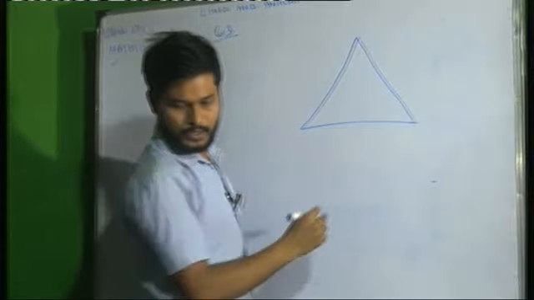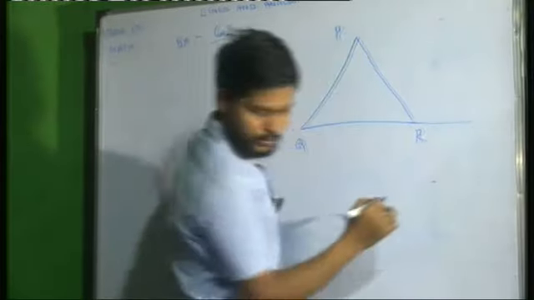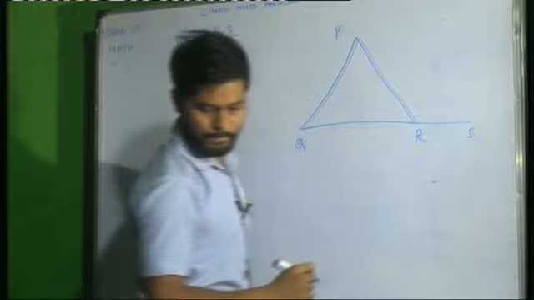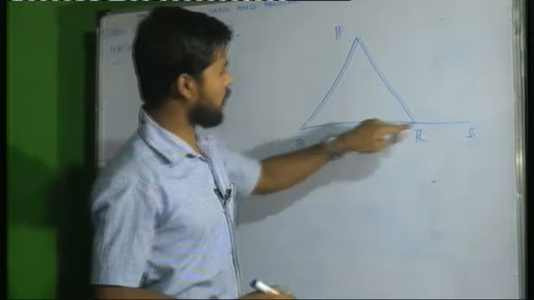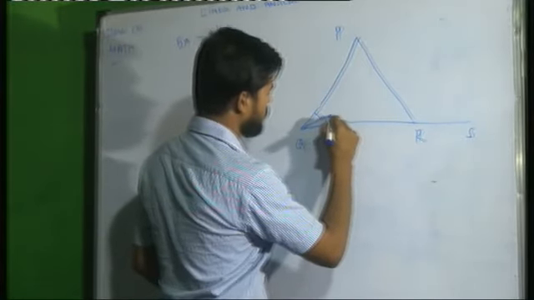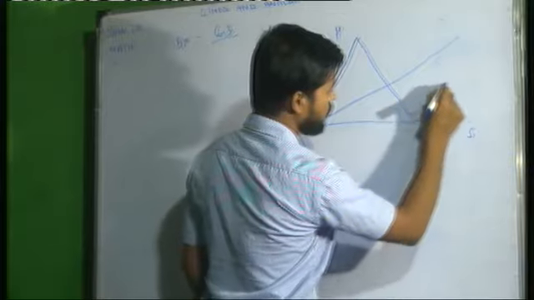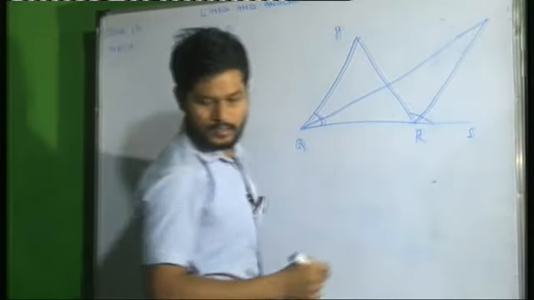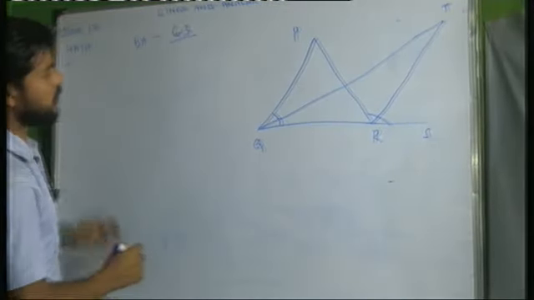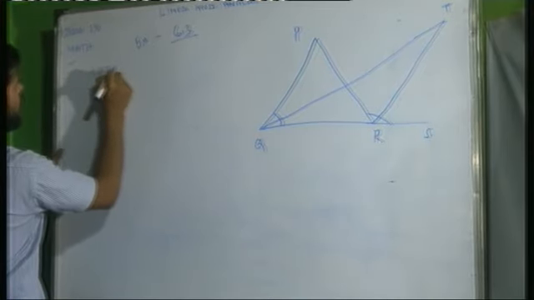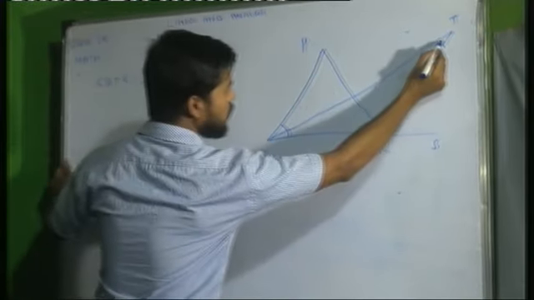This is triangle PQR, whose side QR is produced to the point S. If the bisector of angle PQR, this angle, and the bisector of angle PRS intersect at the point T, we have to prove that angle QTR is equal to half of angle QPR. Meaning this angle is equal to half of this angle.